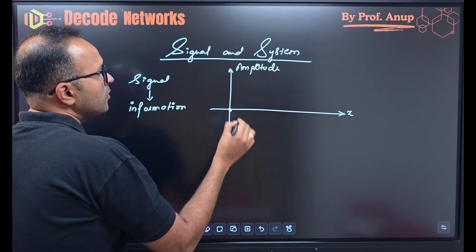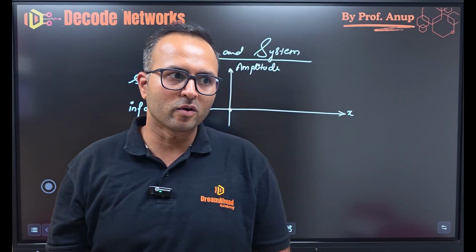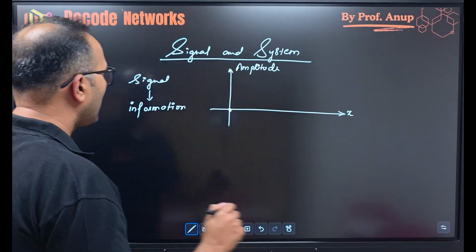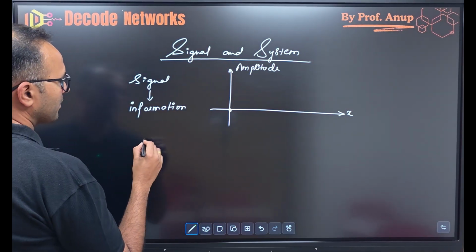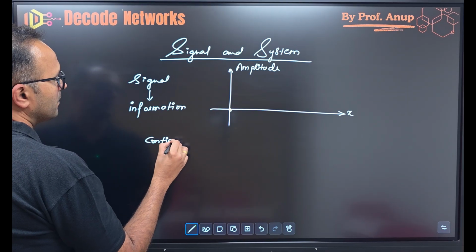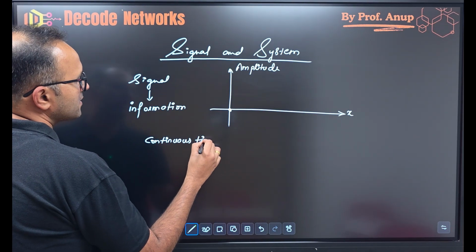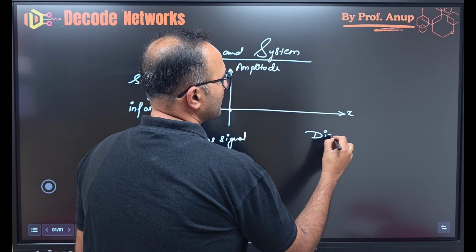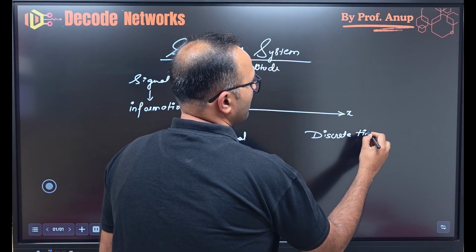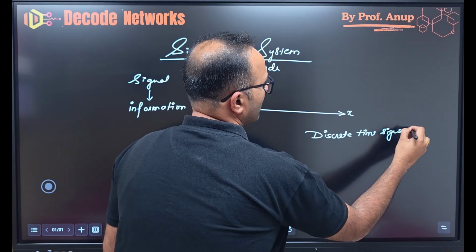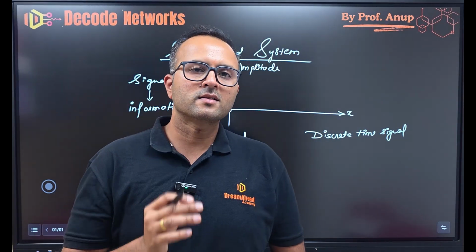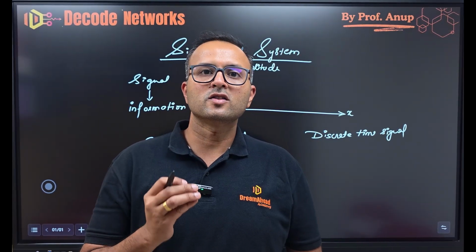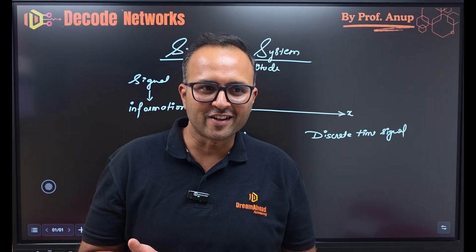Now, when we talk about the signal, the first thing which comes to mind is that there are two types of signal. One is continuous time signal, one is discrete time signal. I'll explain that. So when we talk about the types, one is continuous time signal and one is discrete time signal. Now, when we say continuous time, what exactly is the meaning of continuous time? A continuous time signal is that signal which is always continuous.